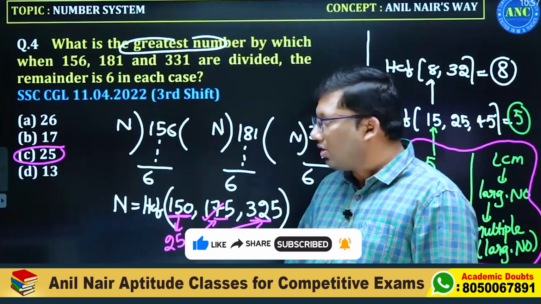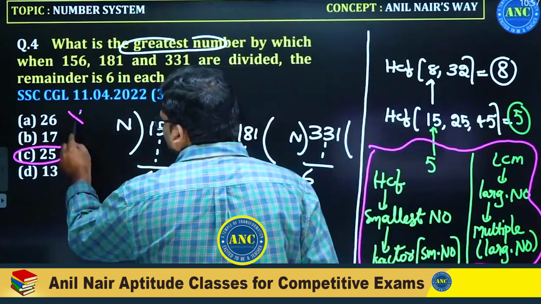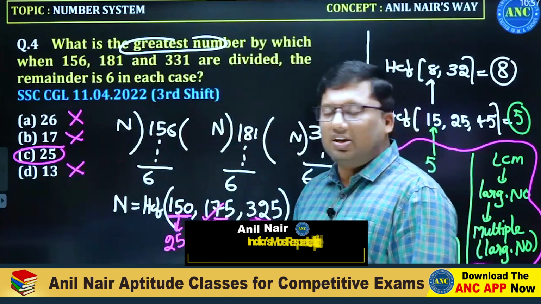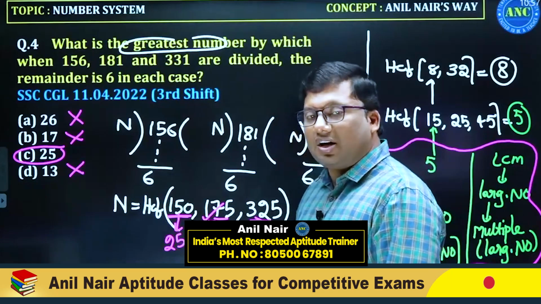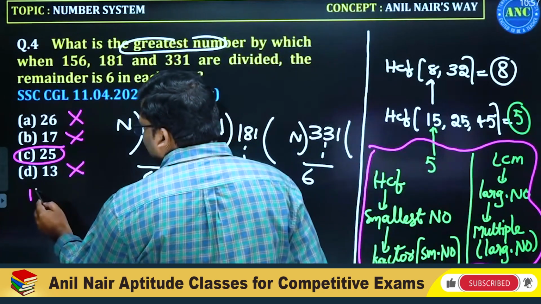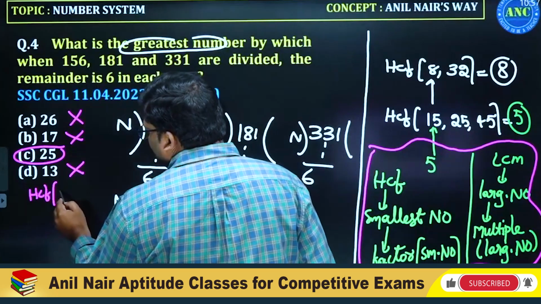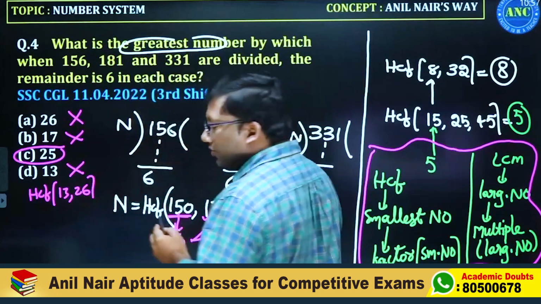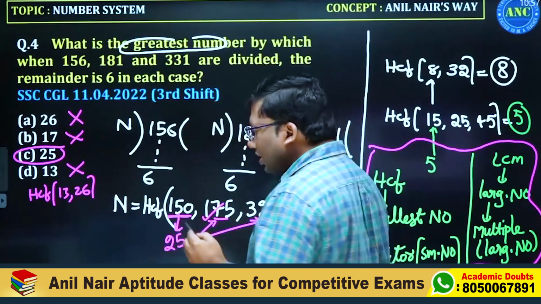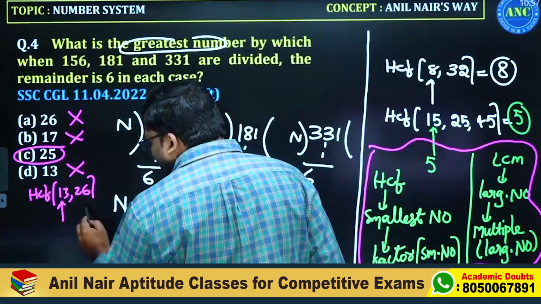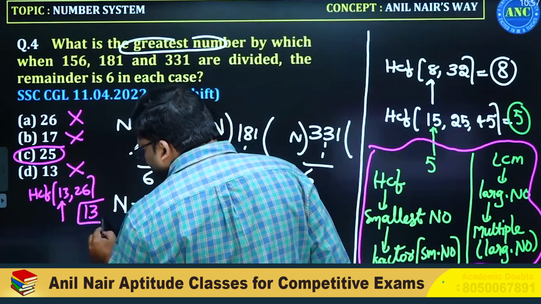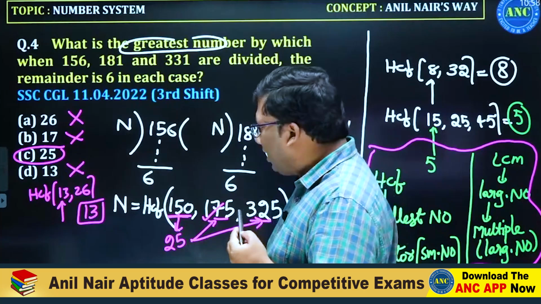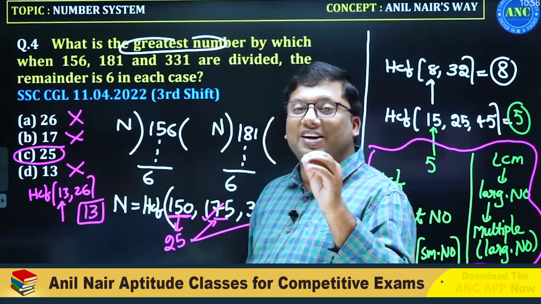This is one way to solve. You can easily say the other three options are wrong; you don't even need to take the factors of 150. The concept: HCF of 13 and 26. If I take this example, the smallest number is 13. 13 is dividing 26. So the answer is 13. Listen carefully to this point.